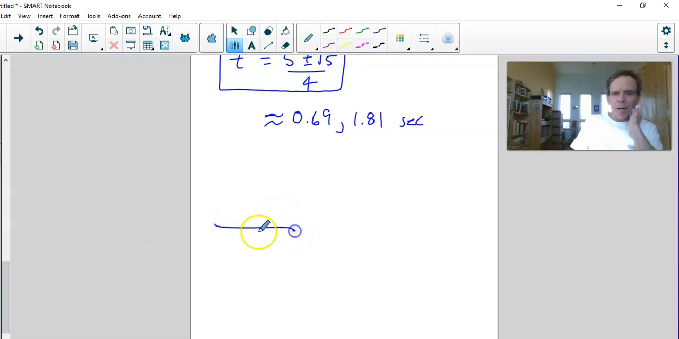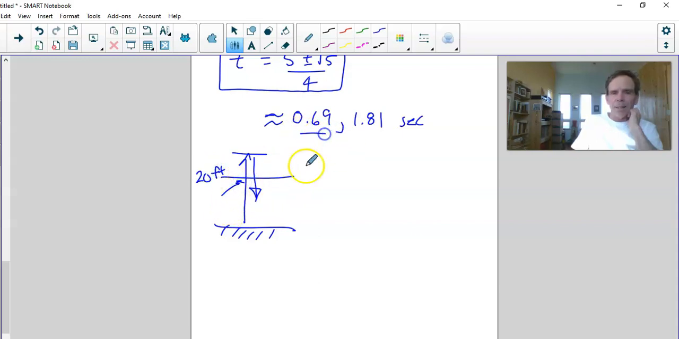Well, you've got the ground here, and you've thrown the object up. It reaches some maximum height and comes back down. At some place in the middle there, it's 20 feet. And when it's going up, it reaches 20 feet at 0.69 seconds. And when it's coming down, it's 1.81 seconds later from when it was originally thrown upwards.